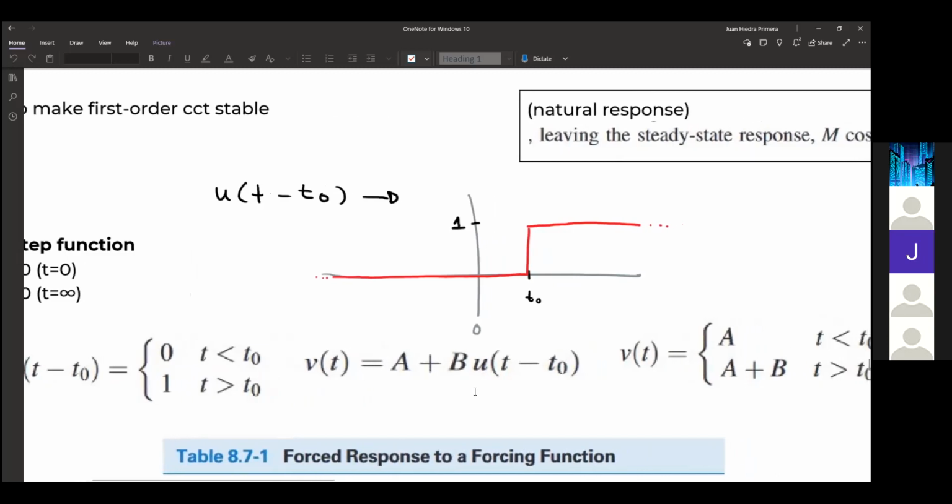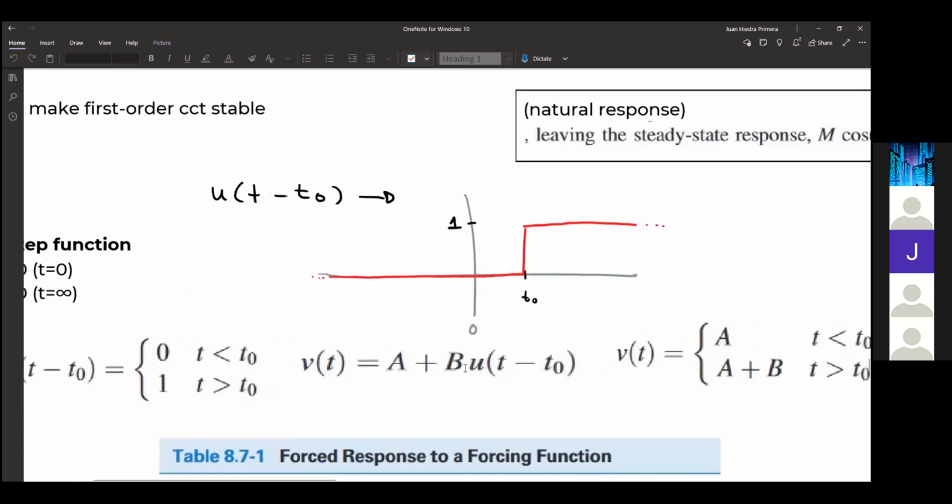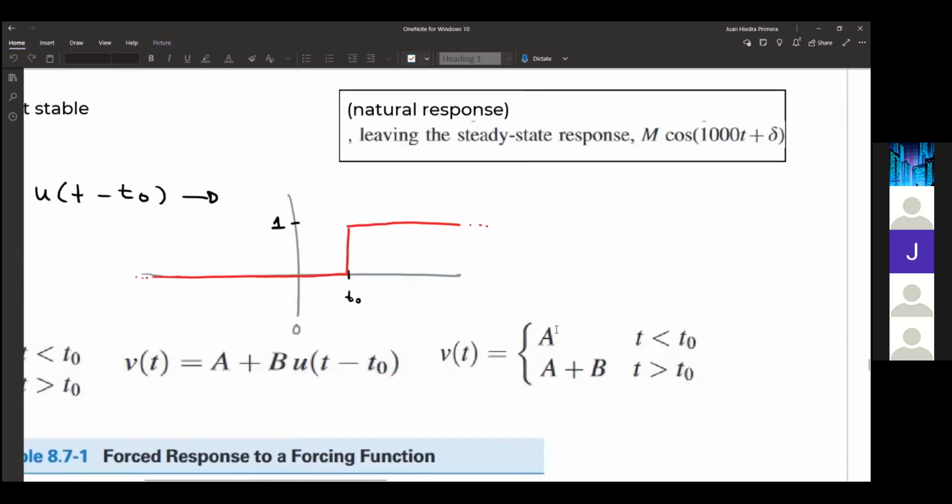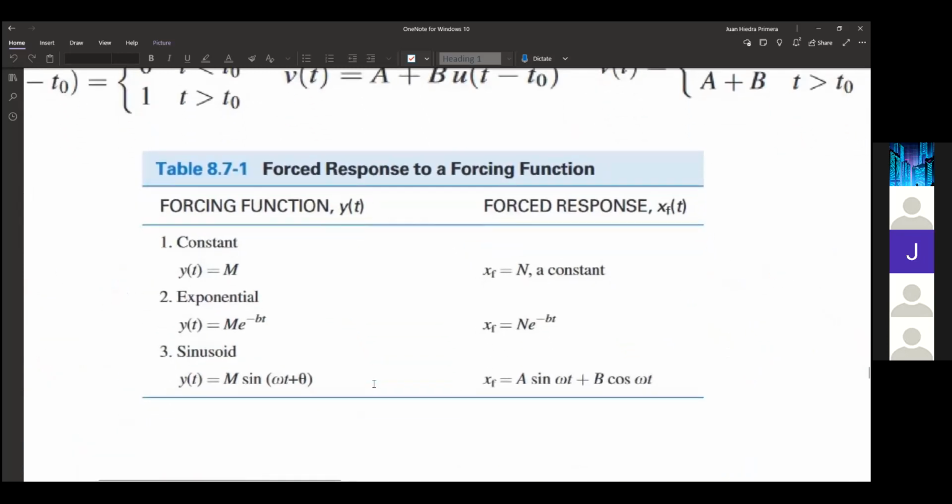If you look at this generic function a plus b unit, you notice that before time equals t naught, it's just a, and after it's a plus b. So simply, it is a piecewise that allows you to add or remove components. And here are some forced responses to forcing functions, depending on what functions you provided. Based on whether you have a constant, exponential, or sinusoidal function, you can end up with the following forced responses.